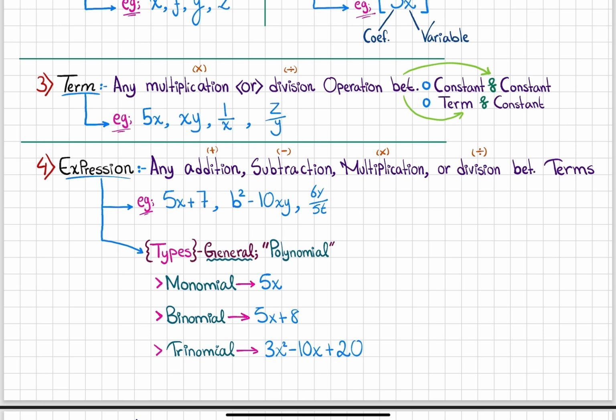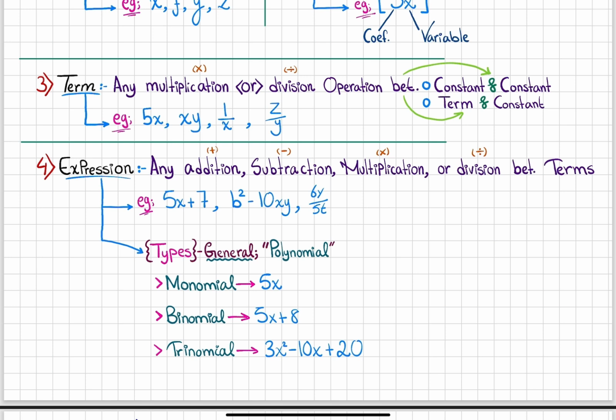For example, 5x, xy, 1 over x, z over y. An expression is any addition, subtraction, multiplication, or division between terms. Examples: 5x plus 7, b squared minus 10x, 6y over 5t.